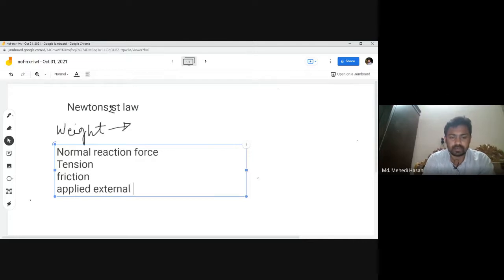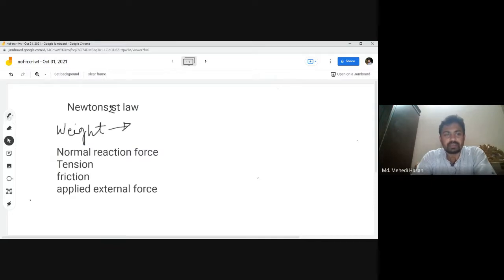External force. So these are the forces that mainly act in any problem. First is weight, then normal reaction force, tension, friction, and applied external force.